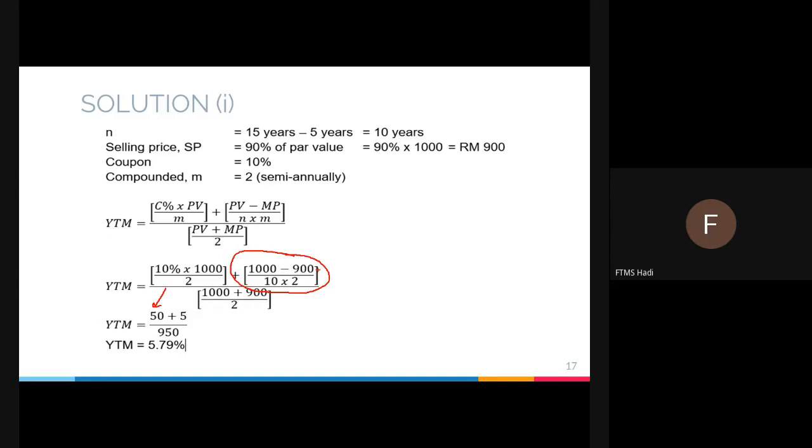1000 minus 900 divided by 10 times 2, you get 5. And then the final part, 1000 plus 900 divided by 2, you get 950. Remember, for this YTM, normally the answer will be in percentage, so you need to multiply by 100. 50 plus 5 divided by 950 multiplied by 100. So you will get 5.79%.